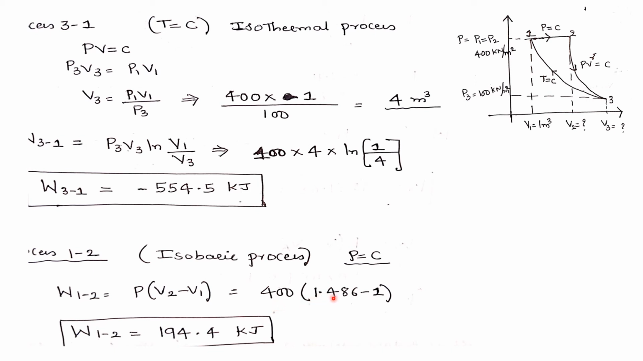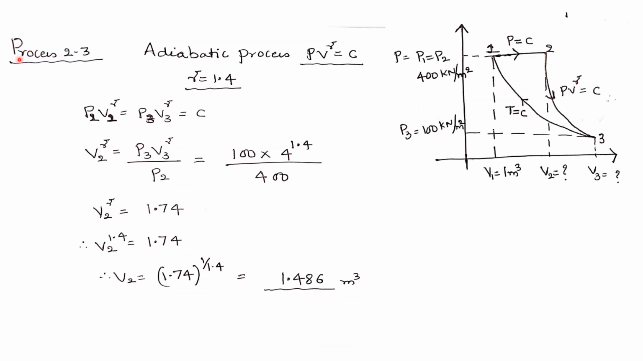Anyhow, the value we have got, and how we got this V2 I will show you in the next slide. So this is V2, 1.486, minus 1. The work done during this isobaric process, the constant pressure process, is 194.4 kilojoules. Now process 2 to 3.